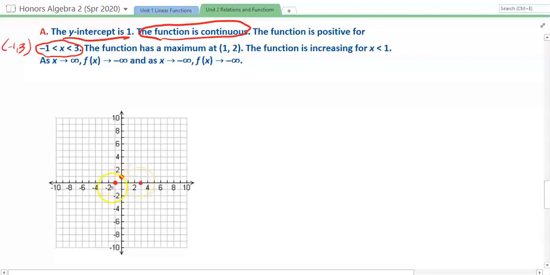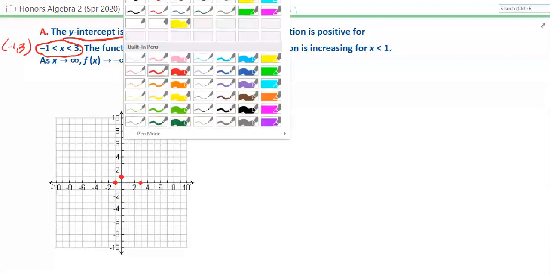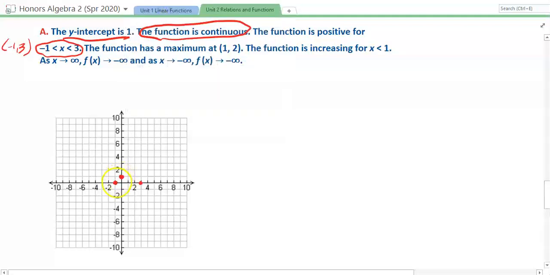And so we start to get an idea of a picture that might be happening here. Now, I'm not going to make a straight triangle, but we might get some type of graph that goes like this. Again, we don't know that for sure yet until we read the rest of the information. The next piece says that the function has a maximum at 1, 2. So 1, 2, I'm here. And now I've got another piece of information. Now, it looks like these 3 points make a line. And let's see what else we're told.